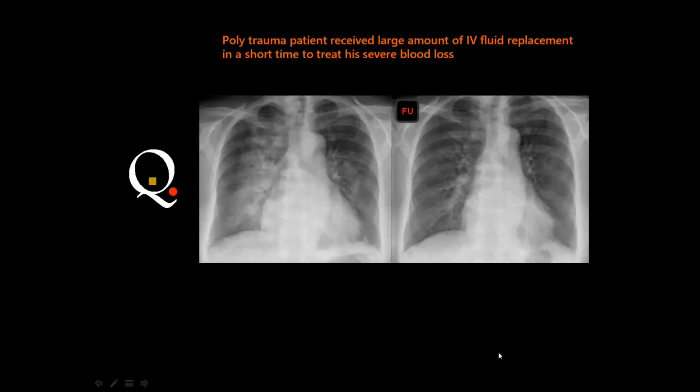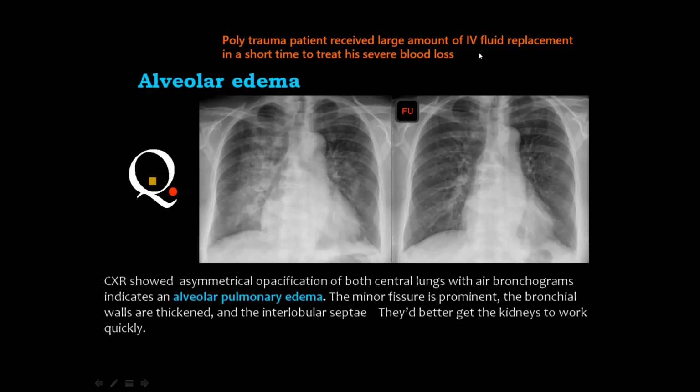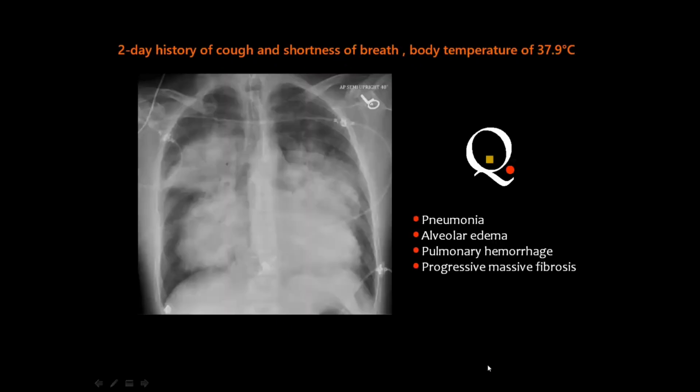Next, this is a polytrauma patient who received a large amount of intravenous fluid in a short time to treat severe blood loss. This is the initial chest X-ray, and this is the follow-up chest X-ray. Yes, pulmonary edema, you are right. And this is pulmonary edema because of the fluid overload. You got fluid overload, then you got pulmonary edema. And on the follow-up after some care, you got resolution of the edema.